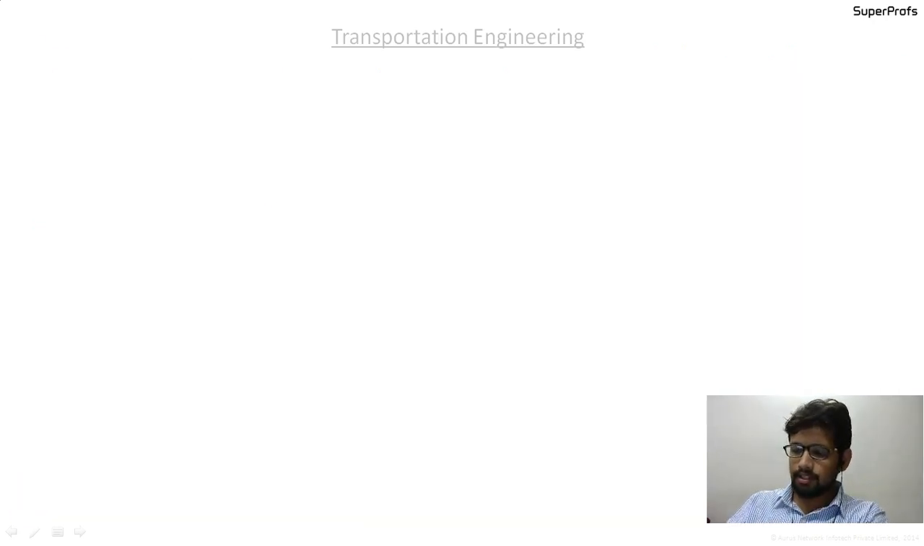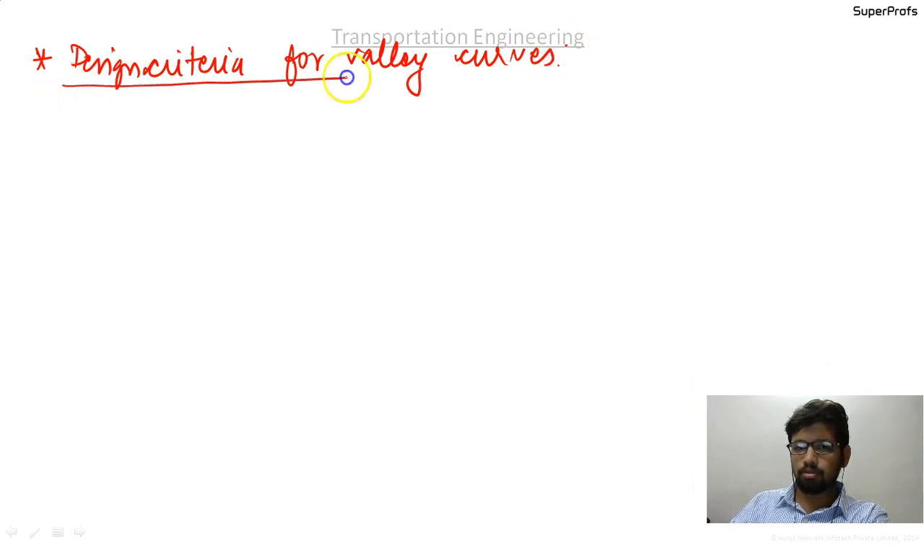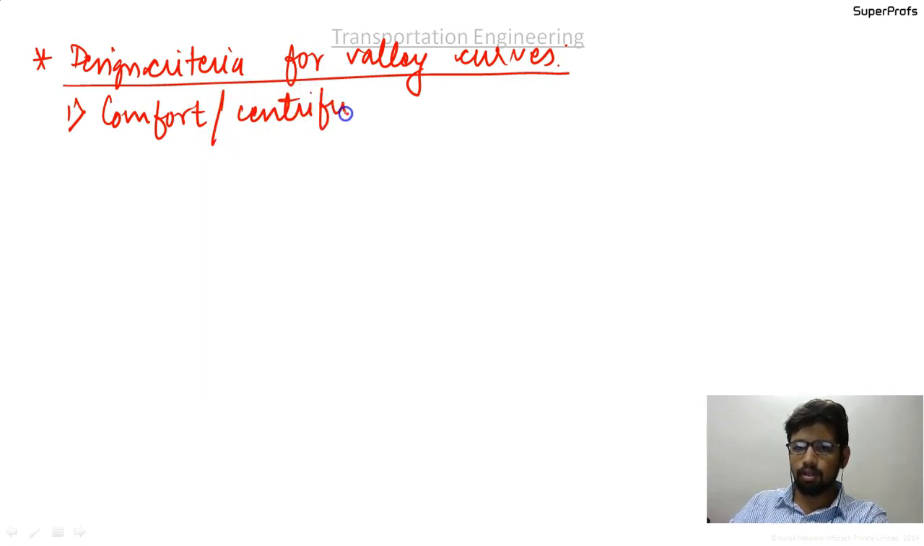So let us now discuss the design criteria for the valley curves. Please write down the design criteria for valley curves. Okay, so the first design criteria is comfort, or you can say the centrifugal criteria.